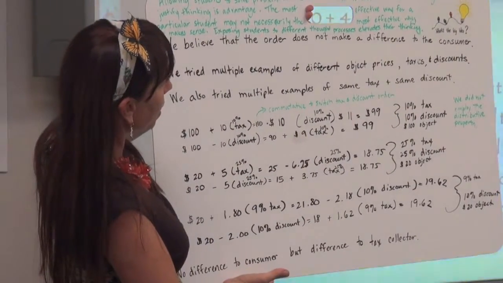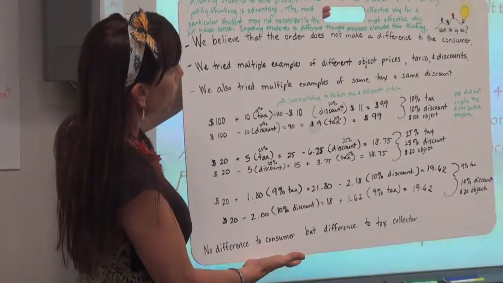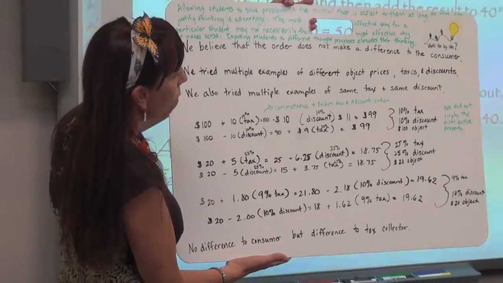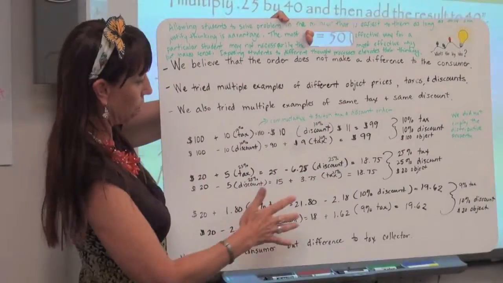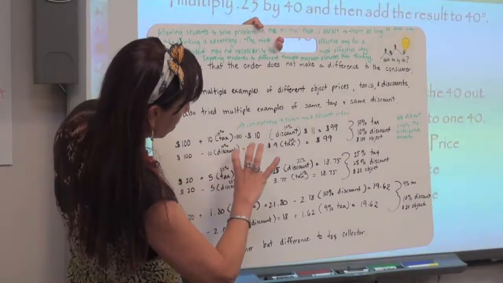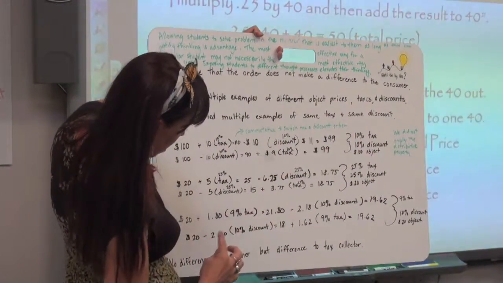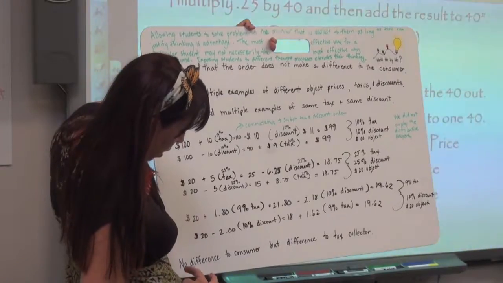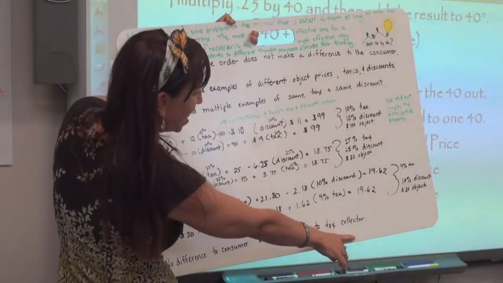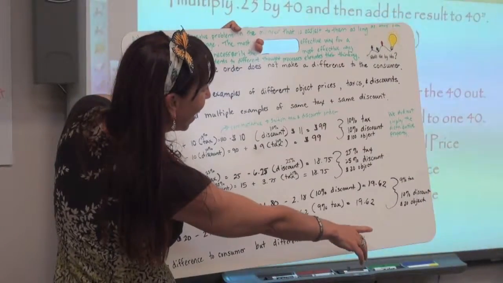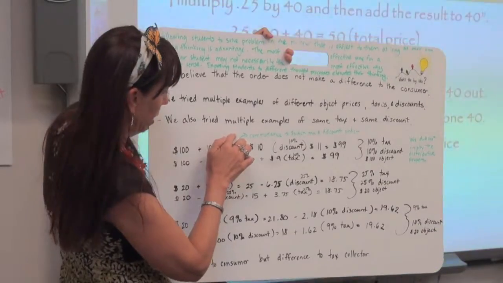We tried multiple examples of different object prices, taxes, and discounts. We also tried multiple examples of same tax and same discount. So you're talking about that process that you've gone through. And so here you have your examples, some math, and the conclusion is down here. No difference to consumer, but difference to tax collector. And then up here, there's also more mathematical reasoning.